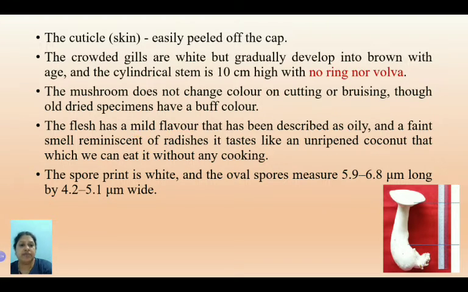It is a little bit oily and has a smell of radish and tastes like unripened coconut. When you smell it, it will have a smell of radish and also of unripened coconut. And coming to the spores, they are generally white in color and oval. The spores will be oval and the measurements are given: 5.9 to 6.8 micrometers long and 4.2 to 5.1 micrometers wide.